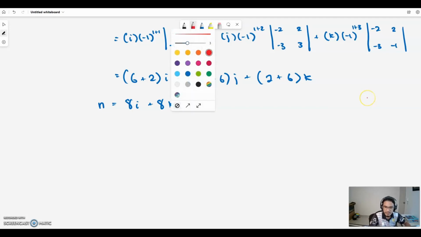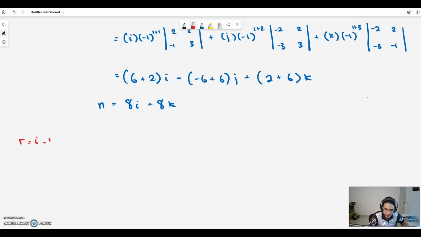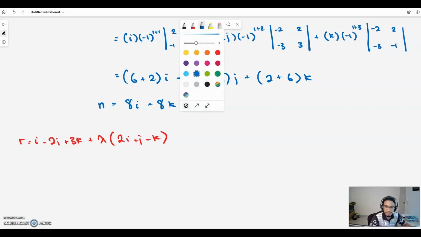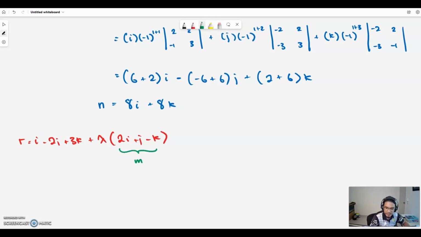that is r equal to i minus 2j plus 3k plus lambda (2i plus j minus k). Okay, don't worry about the lambda. The lambda actually substitutes the t that we used before. So from the equation of the straight line, the vector m from the straight line is right here. So this indicates the vector m. So m is equal to 2i plus j minus k, and we already have the vector n, that is 8i plus 8k.